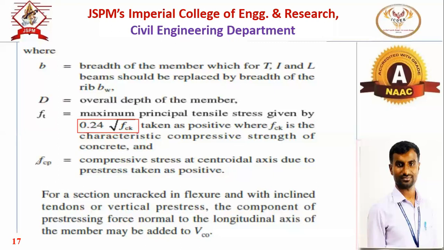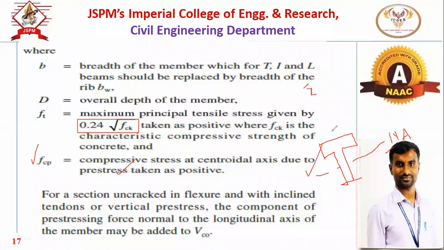Then the next term in that formula is fcp. It is the compressive stress at the centroidal axis due to pre-stress, taken as positive. So for that particular section, we have to look at the centroidal axis. We have to look at the centroidal axis, which means we have to look at the centroid. And how to find the centroid?